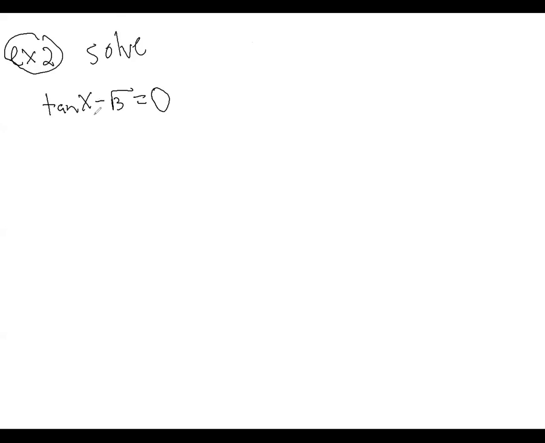Well, I only see a single trig term, so that was the first technique. Let's isolate it. So we should probably add square root of 3 to both sides, which will give us the tangent of x is equal to square root of 3. And that's it for that part. The tangent is now isolated.